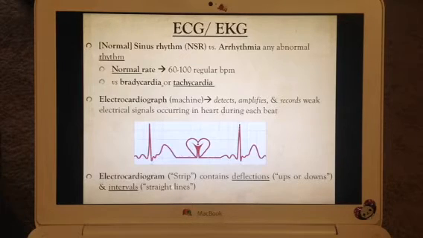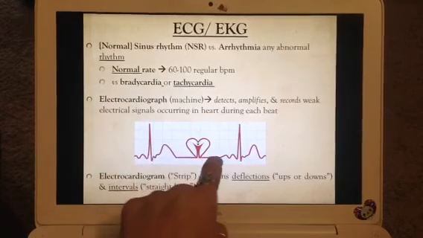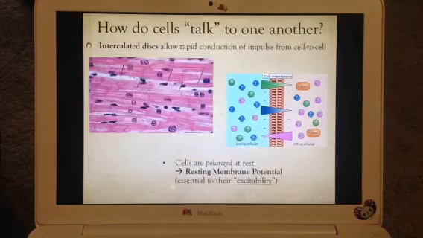The machine itself that is able to detect, amplify, and record the electrical signals that are coming from the heart while it's beating is called an electrocardiograph. The strip that it produces that you're able to see is then called the electrocardiogram. And if you look at it, it contains deflections, which are those ups and downs like this, and intervals, which are the points that go straight across like that, both of which are important. So for the deflections and the intervals to make sense, you have to really think about what's happening within the heart. So how do cells talk to one another?